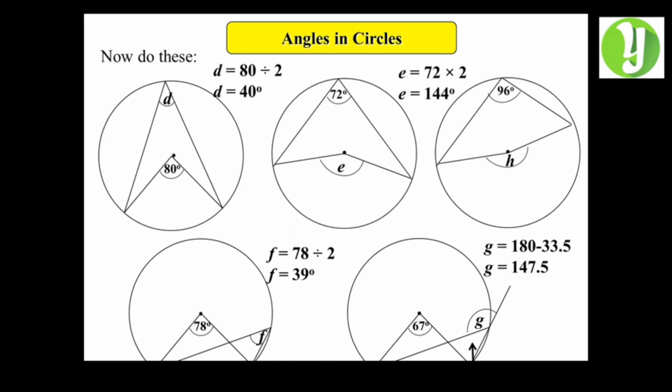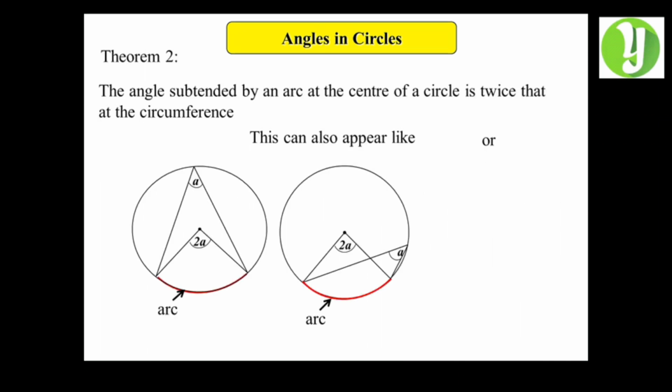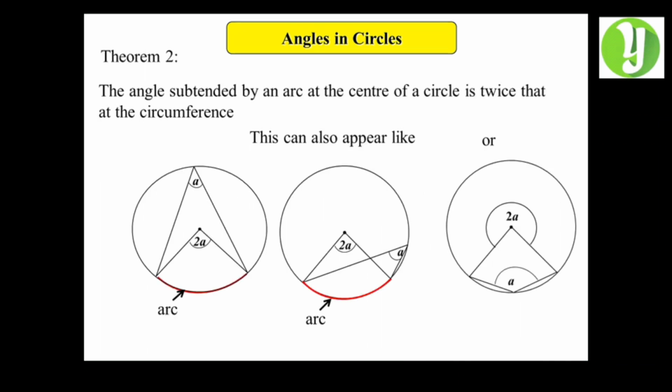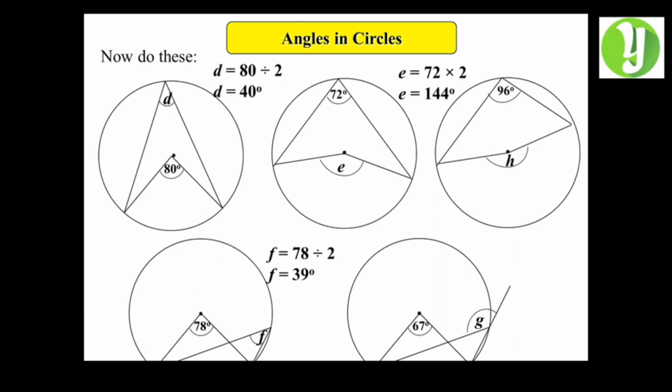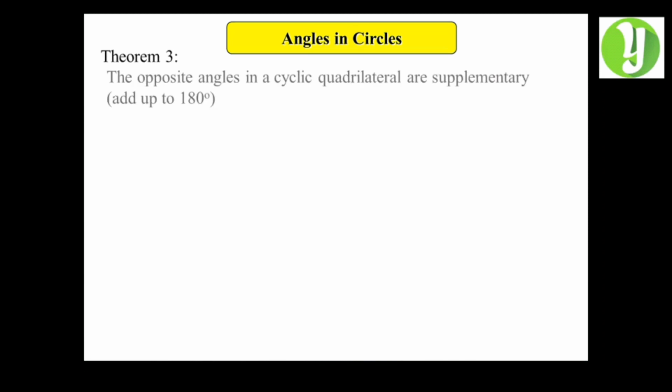If I subtract 33.5 from 180, it's 147.5. Now the last one: 96 is a circumference angle, and we have to find the central angle. So 96 times 2 is 192. So 192 is my central angle. So that's property number 2. An angle subtended by an arc at the center of a circle is twice the angle at the circumference.